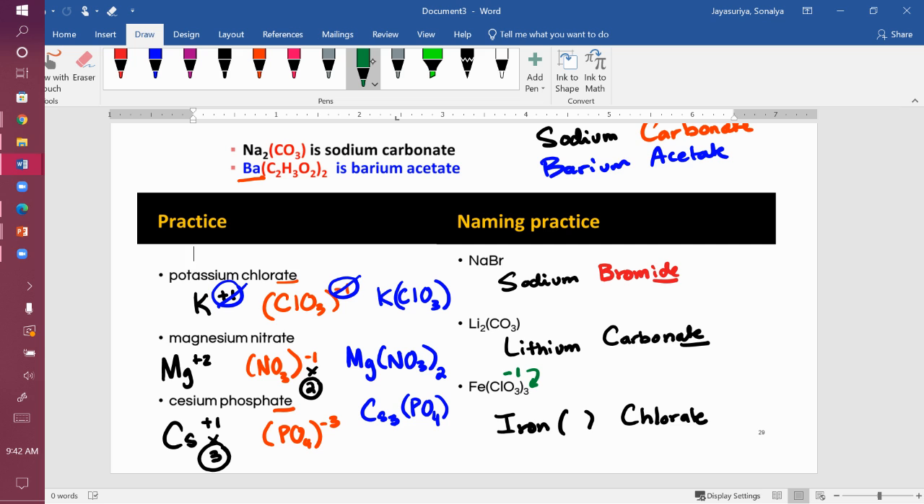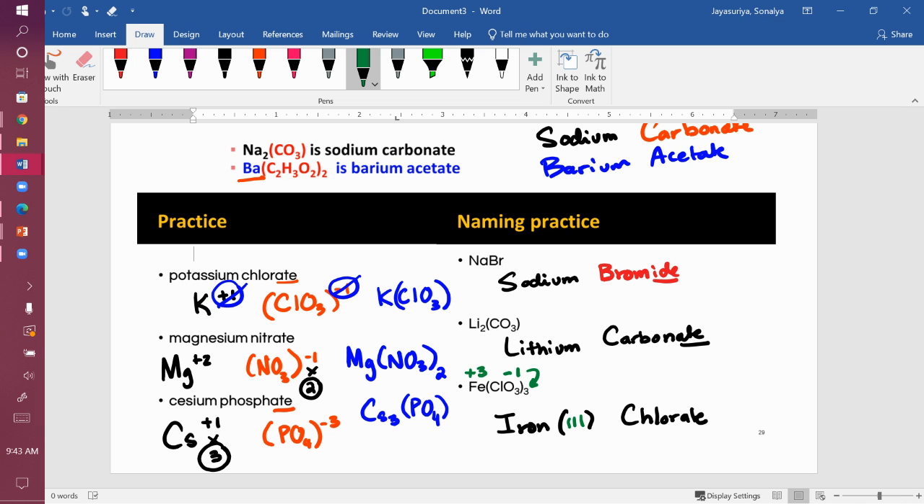So, I look at iron. Iron has nothing next to it, no number next to it, which means there's just one iron. So, what charge can that one iron be to balance out the negative 3 from the 3 chlorates? Negative 1 times 3 is negative 3, so iron has to be plus 3 to balance out that charge. So this is going to be iron 3.